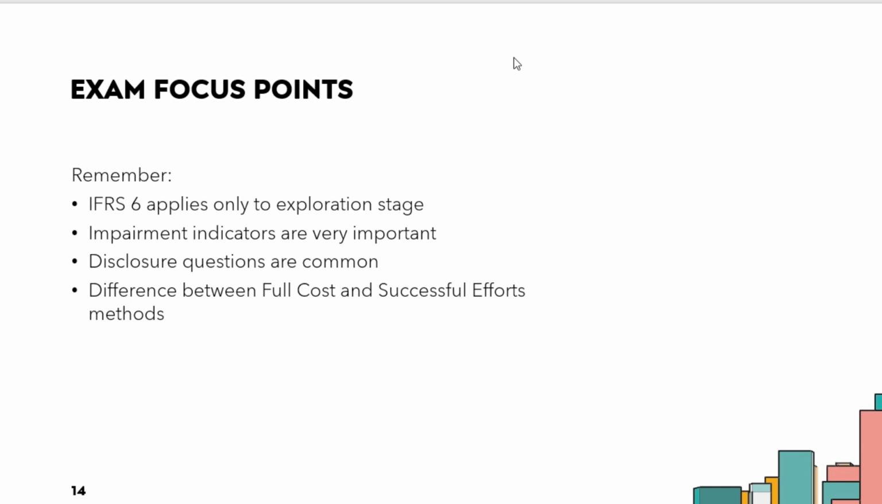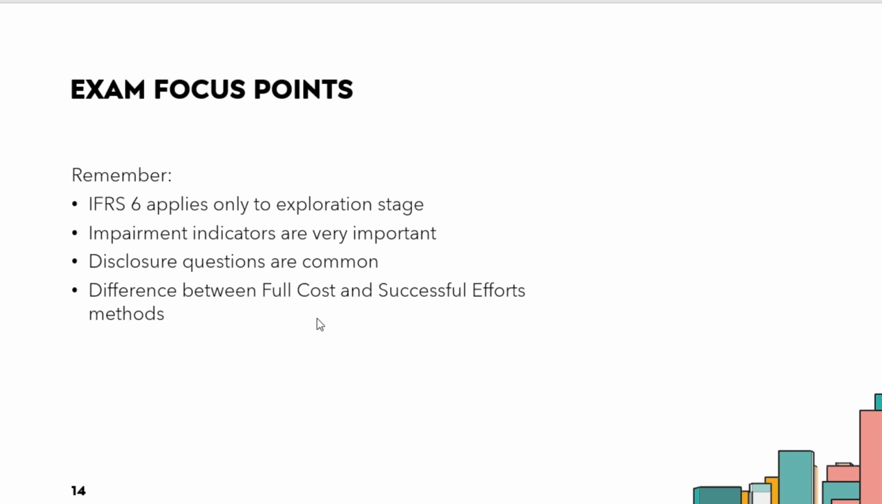Students make these common mistakes: capitalizing cost after the feasibility stage, ignoring impairment indicators, poor disclosure, and inconsistent accounting policies. These mistakes can mislead investors and regulators. You need to remember IFRS 6 applies only to the exploration stage. Impairment indicators are very important. Disclosure questions are common. Know the difference between the full cost and successful efforts methods, which we discussed before.